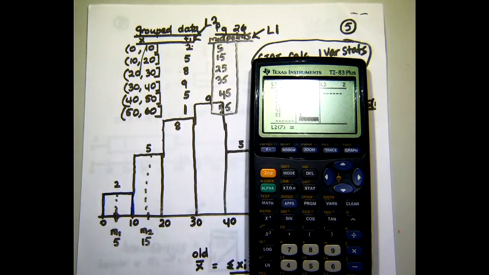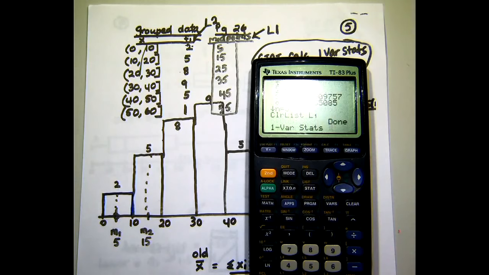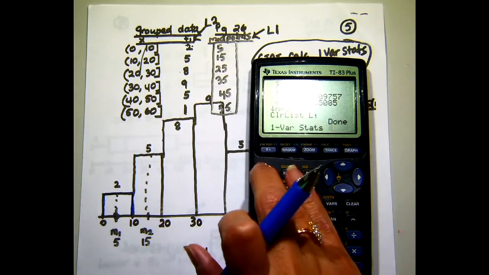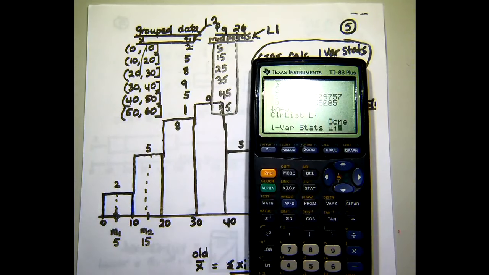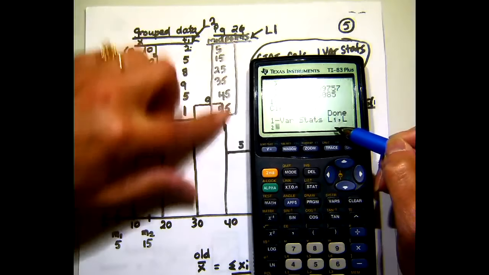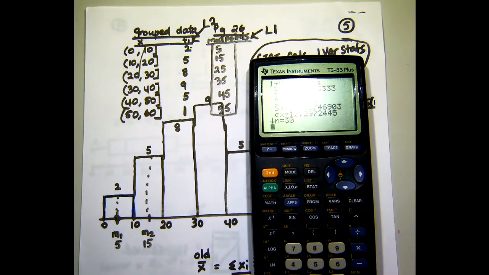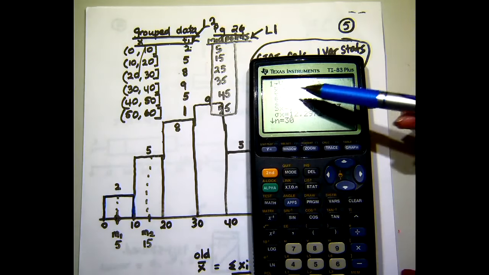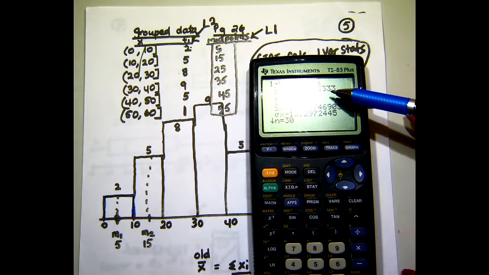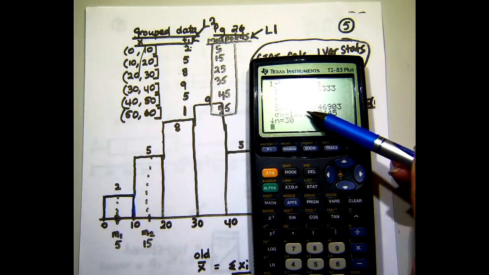And then stat, calc, one variable statistics on second 1, that's L1, comma, L2. Meaning the first column is the midpoints and the second column is the frequencies. And you hit enter and it gives you the mean of 29.33 and a standard deviation of 12.50, 12.51.